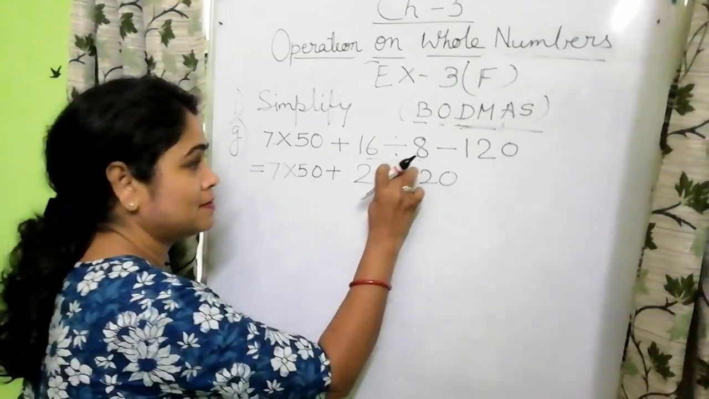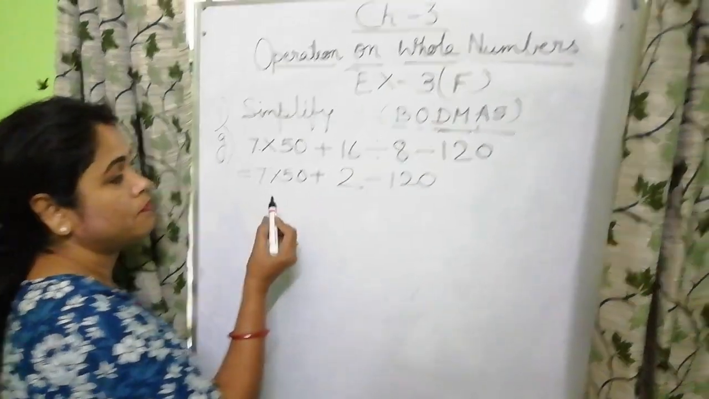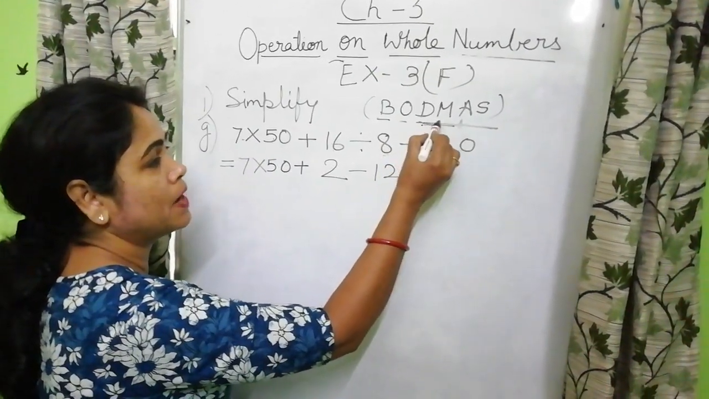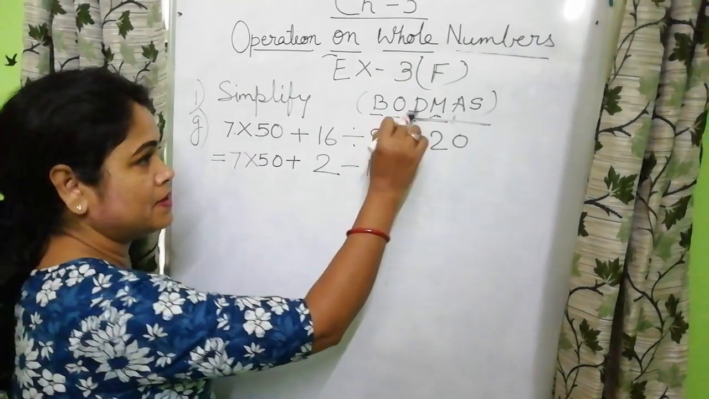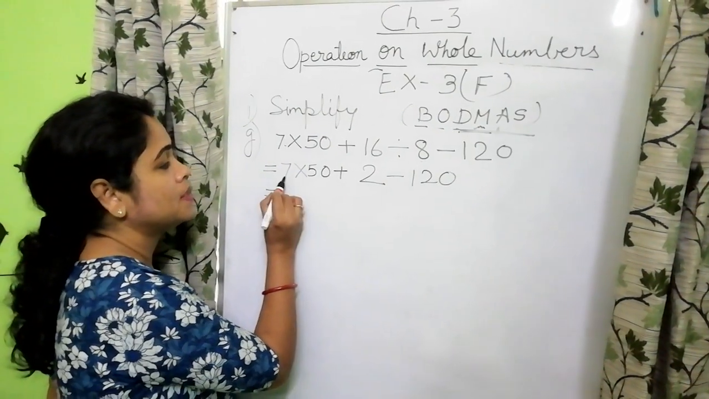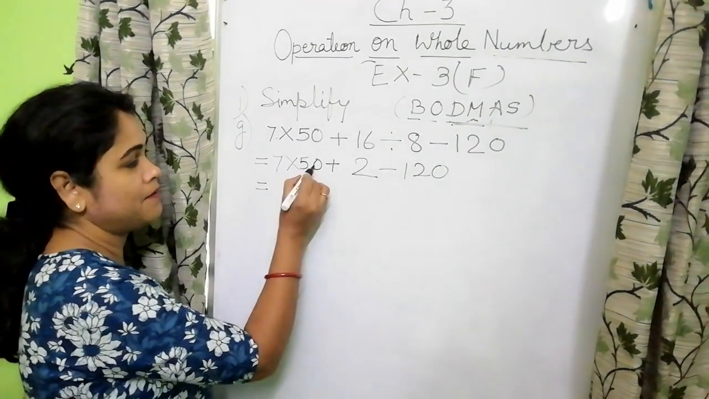So we have solved this. Now we have multiplication, addition and subtraction. According to the rule, what do we have to do first? Division we have done, so we have to do multiplication. So next step we will do multiplication. 7 5s are 35 and 0.